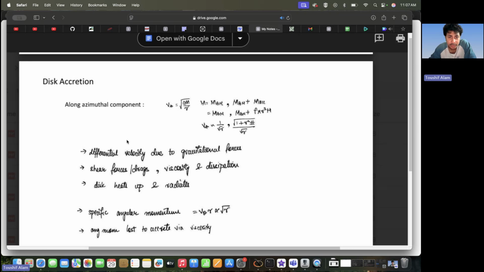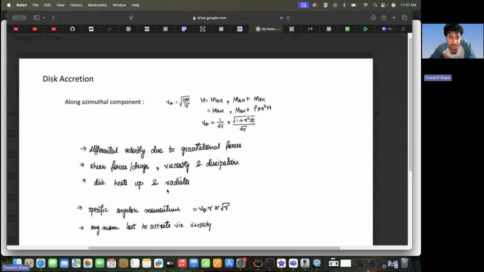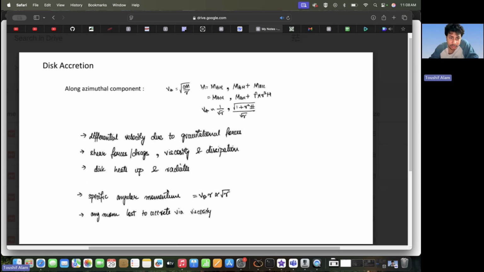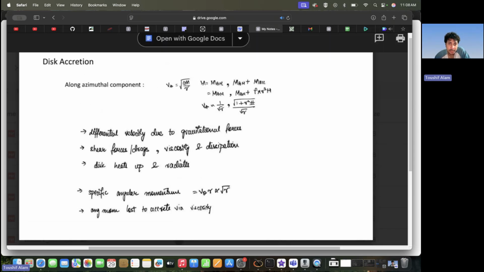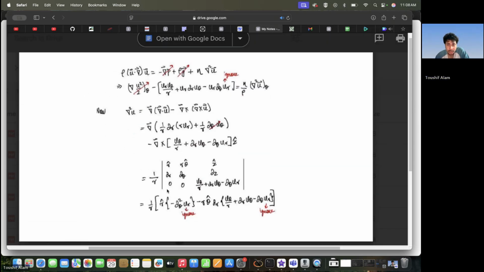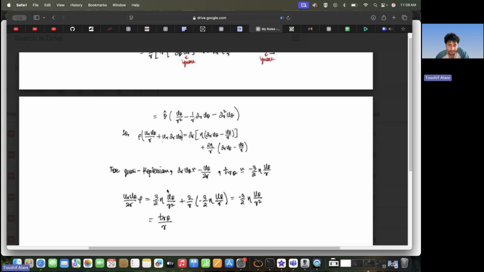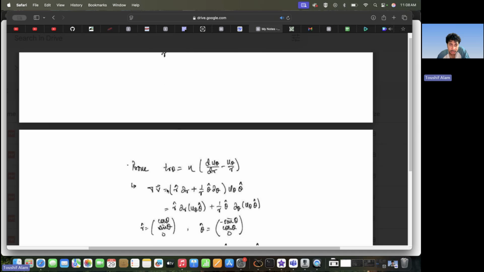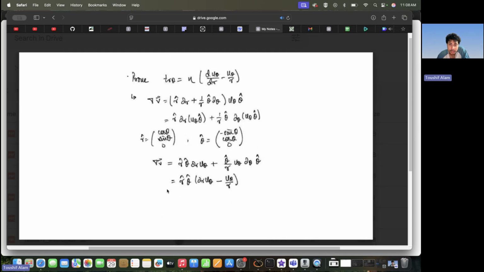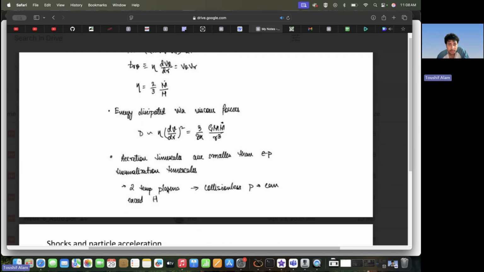So we'll get a differential velocity due to gravitational forces, shear forces, drag, viscosity, and dissipation. And then this heats up and radiates. Specific angular momentum v theta r is equal to root over GM r, with any momentum lost to accrete via viscosity. So momentum lost will happen via the viscosity force. Then these terms will come. Again, for the quasi-Keplerian orbit we will get this T r theta. We'll get some big term. I'll share these notes with you.